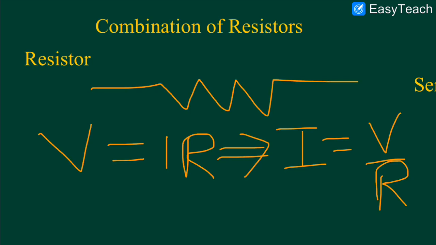How can we change this resistance? There are two ways for this. Number one is series grouping and number two is parallel grouping of the resistances. So resistors are grouped together, rather combined together, to get the required resistance, the desired resistance. These are the two ways I told you: resistors in series and resistors in parallel.